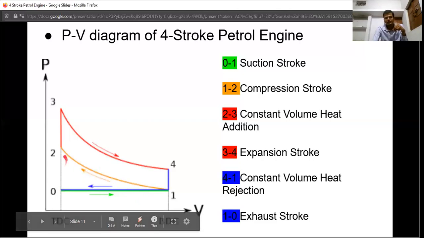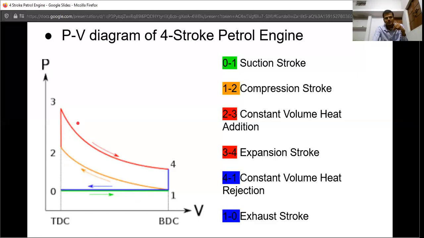Red line 2 to 3 represents constant volume heat addition. This is where combustion occurs due to the ignition of fuel by the spark plug. The combustion of the gas is complete at point 3, which results in a highly pressurized chamber that has a lot of heat. In terms of the thermodynamic cycle, this is an isochoric process. In simple language, an isochoric process means the volume is constant. That is why the four-stroke petrol engine cycle is also called the constant volume cycle.